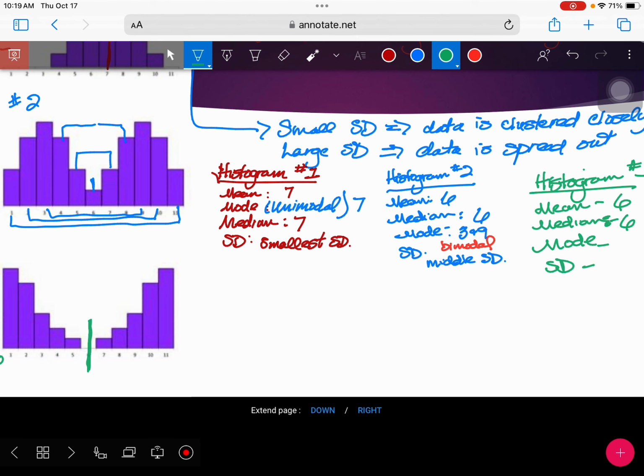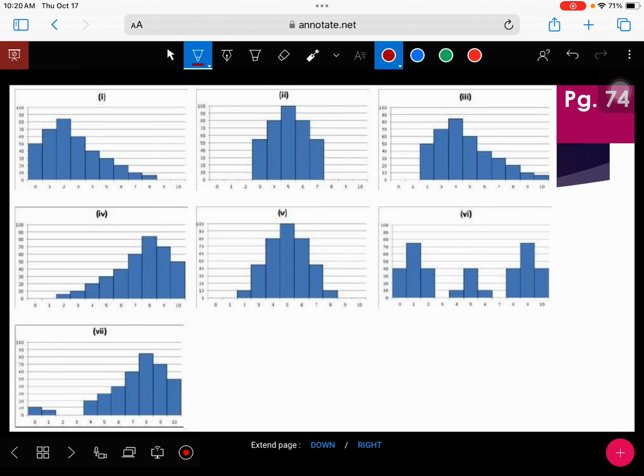What about the mode? 1 and 11. So again, this is bimodal. Bimodal and standard deviation. This is going to have the largest standard deviation. Okay? Look at all that information we did without actually calculating anything. When they are symmetric, you can find a lot of that.